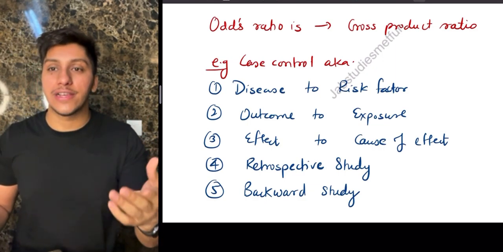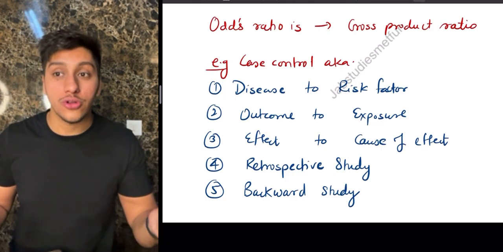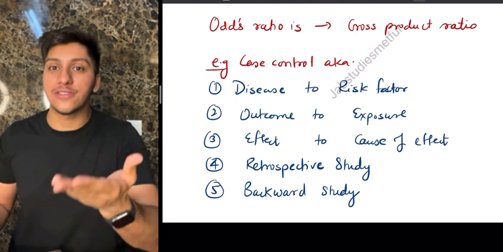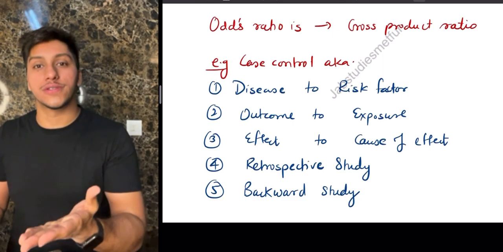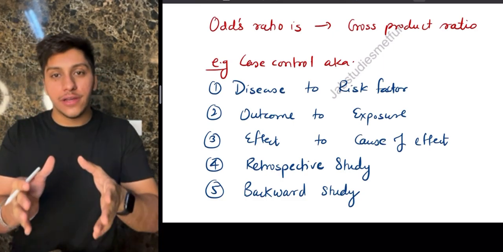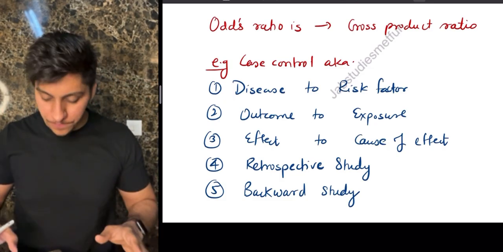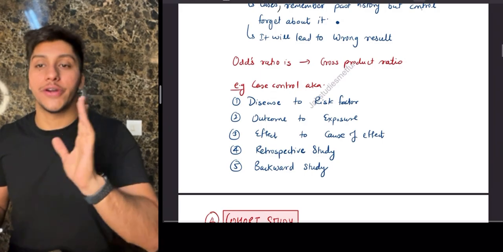So if in the exam they ask you disease to risk factor, what is the calculation? Odds ratio. Outcome to exposure, what is the bias? That is going to be recall bias. Effect to cause, retrospective study, backward study. Everything is going back. From the product, we are going back to the substance. Simple and easy. So this is all about case control.